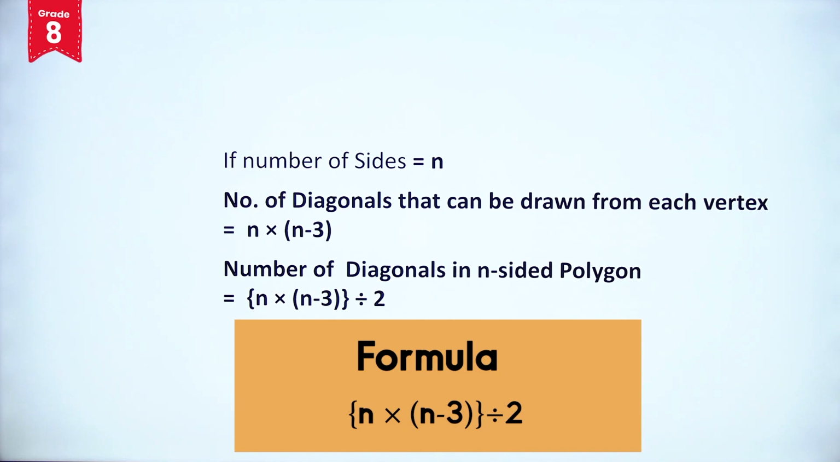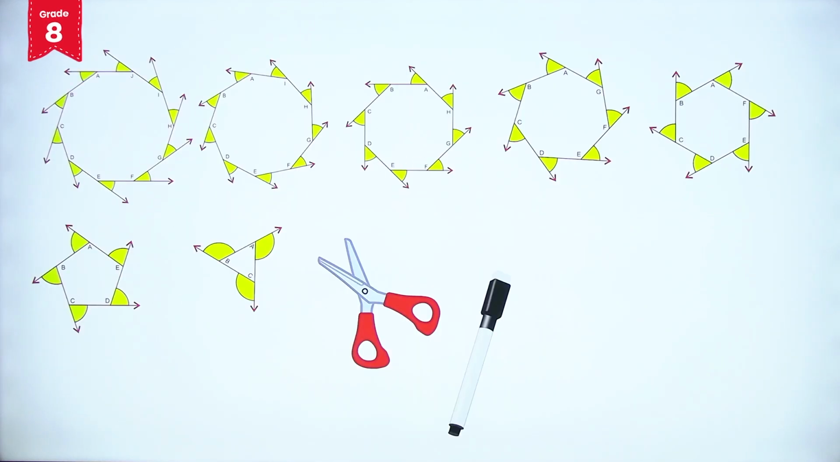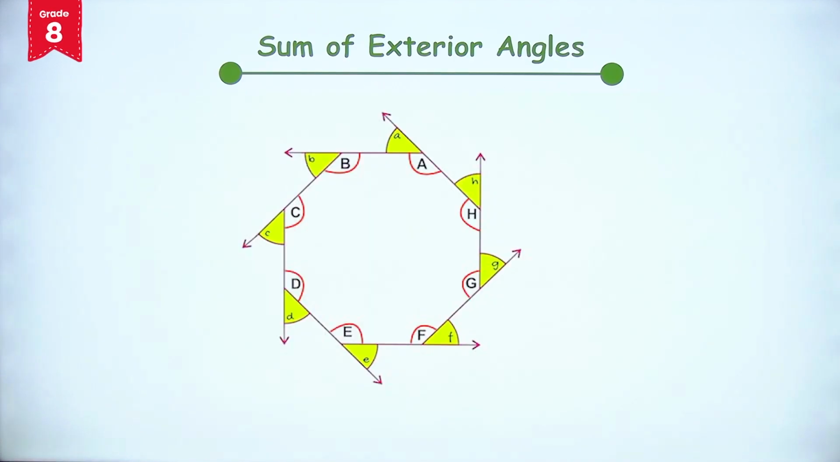Wonderful! We have successfully learned to find the number of diagonals without using the formula and also deduce the formula from our observations. Now let's learn to find the sum of all the exterior angles of a polygon. Place the exterior angle cards, marker and a pair of scissors on a table. We have picked the octagon exterior angle card.